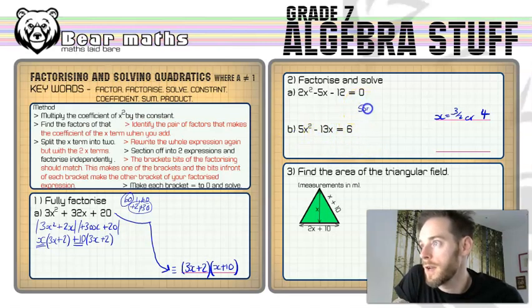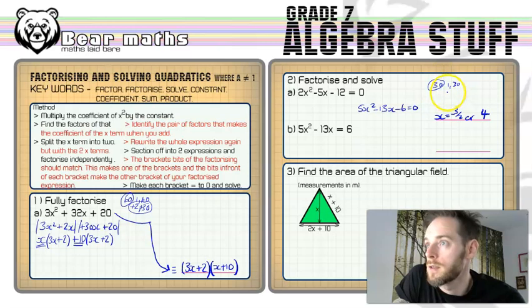So I've got 5x squared minus 13x minus 6 equals 0. 5 multiplied by 6 is 30. Find the factors of 30, 1 and 30, and obviously we're going to have a negative 30 there. So 2 and 15, 3 and 10, 4 and no, 5 and 6, yes. Right, what pair of those factors makes a minus 13?